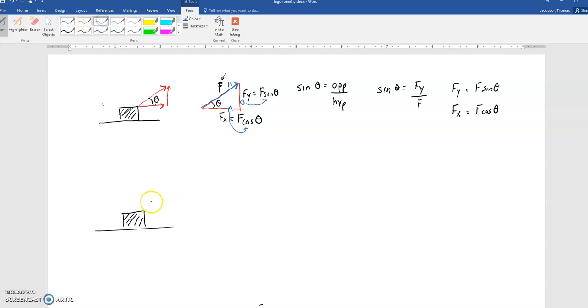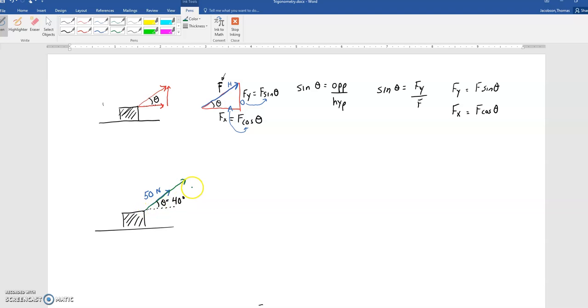So somebody here, I'm going to say, is pulling this block with a force of 50 newtons. And in the picture, I'm going to say that that angle, theta, is maybe, I don't know, 40 degrees. So what we can do is make this into a right triangle.